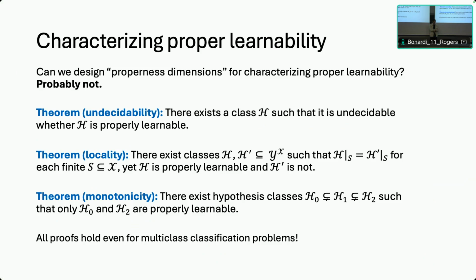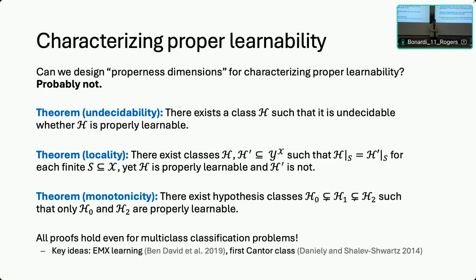In fact, all of these proofs hold even for multi-class classification problems on infinite label sets. I'll try to give you a rough proof idea. I'll just mention that the key ideas here are EMX learning from Ben-David et al. 2019, and also the first Cantor class from Daniely and Shalev-Shwartz. Those are really the tools that we're using.